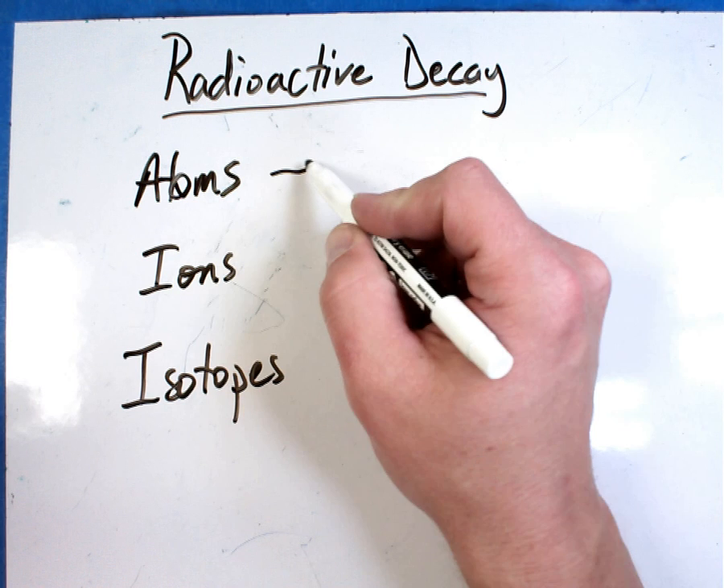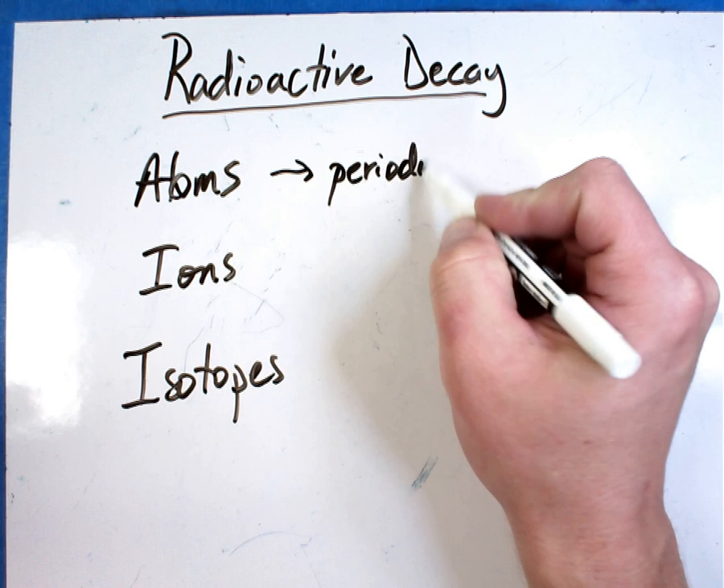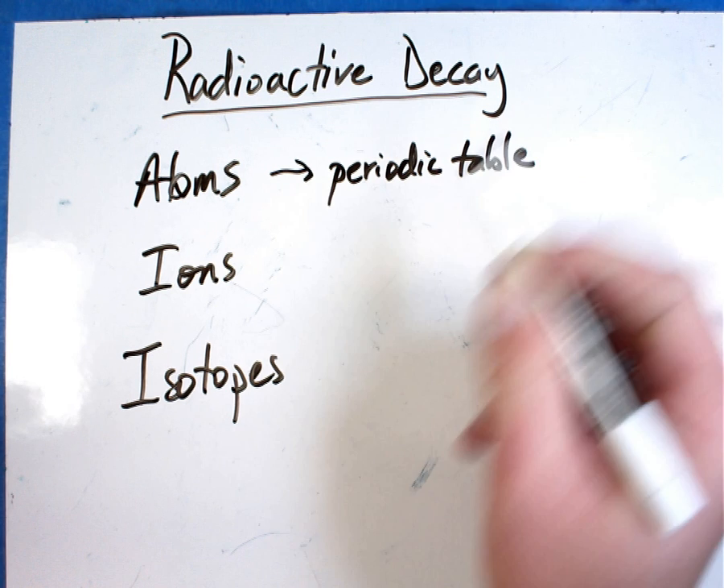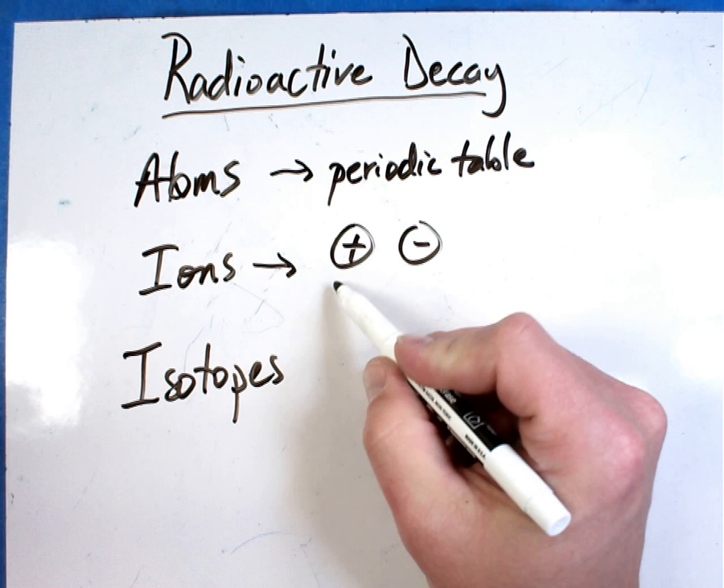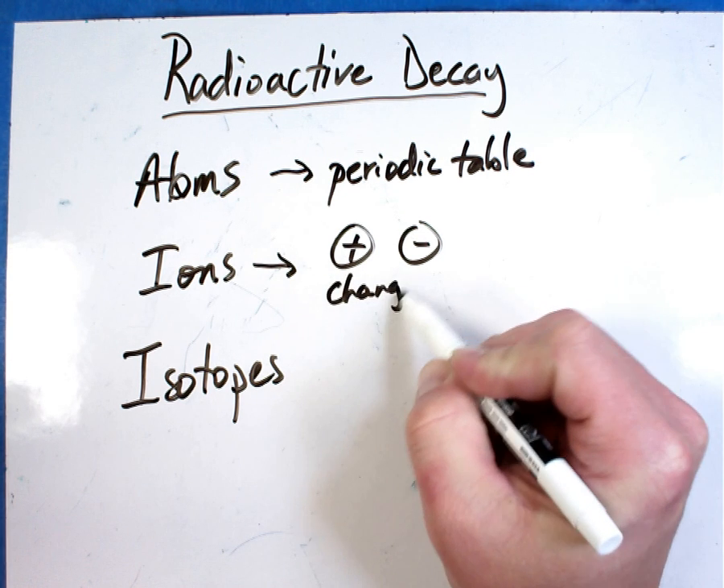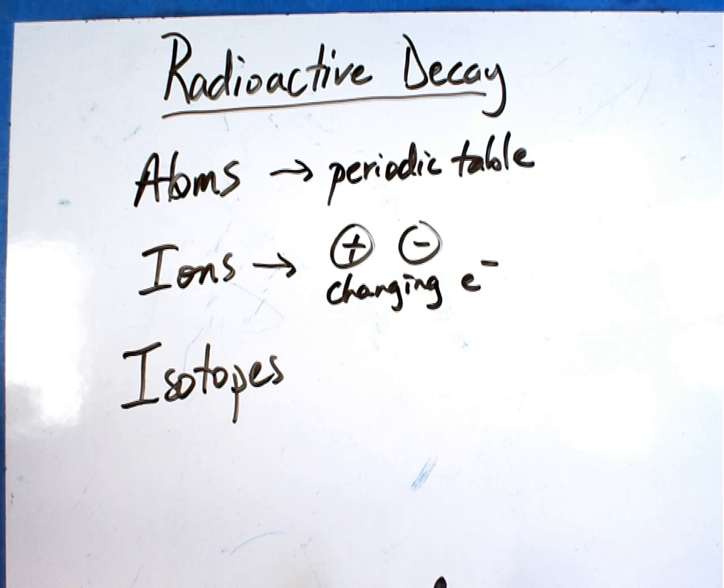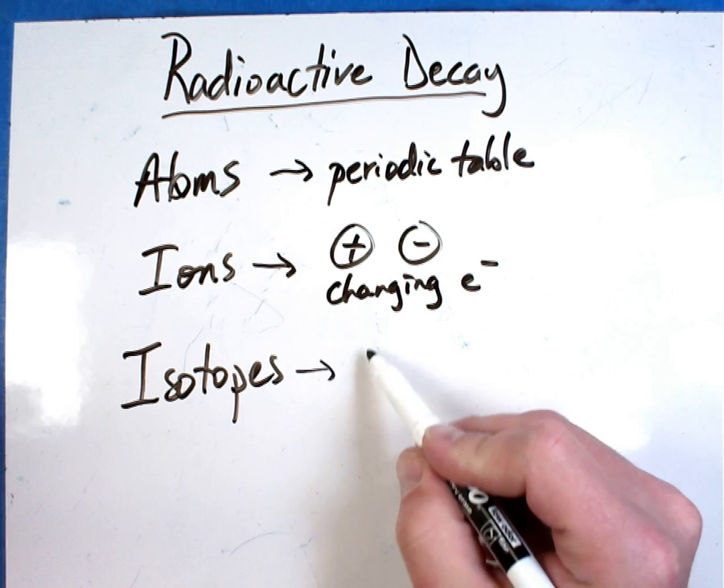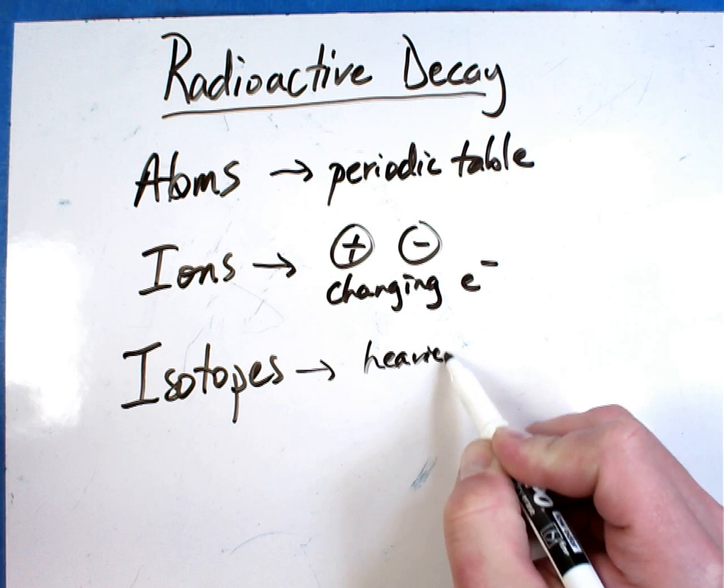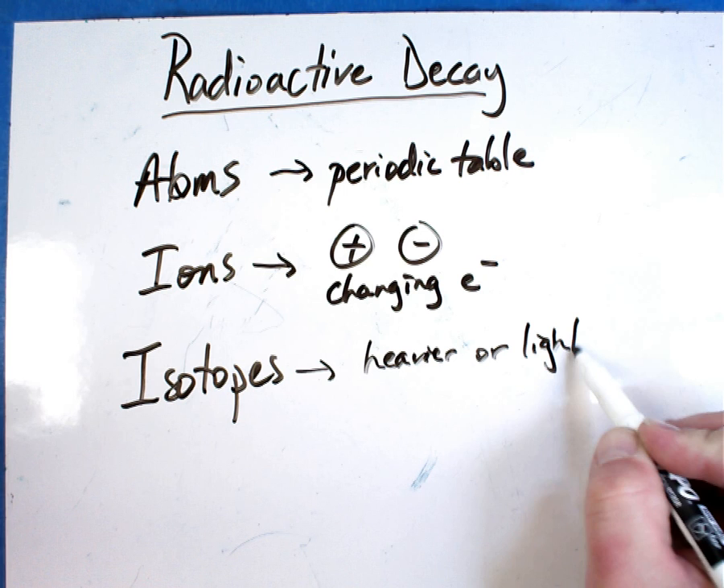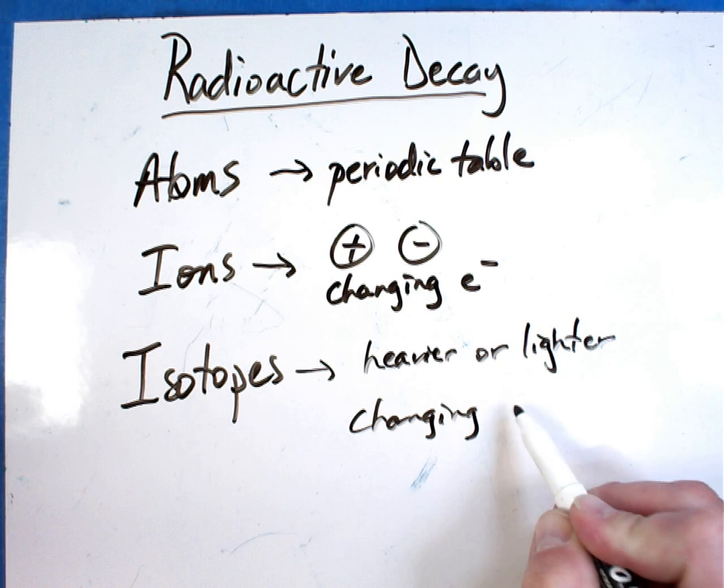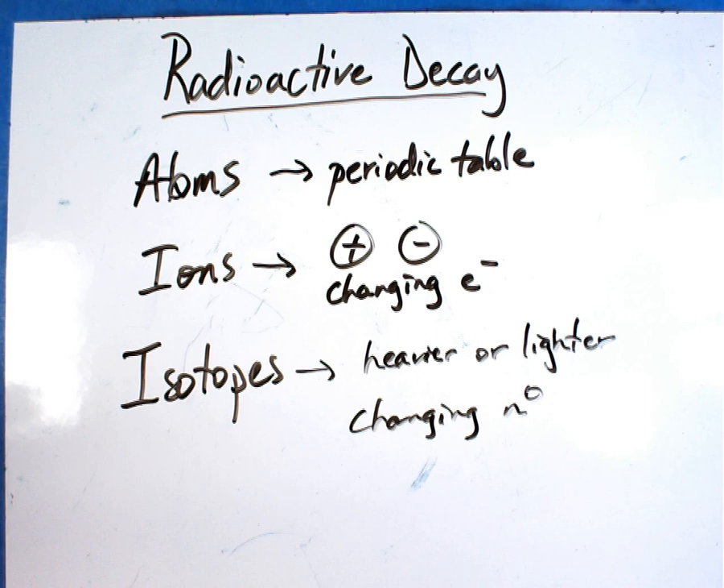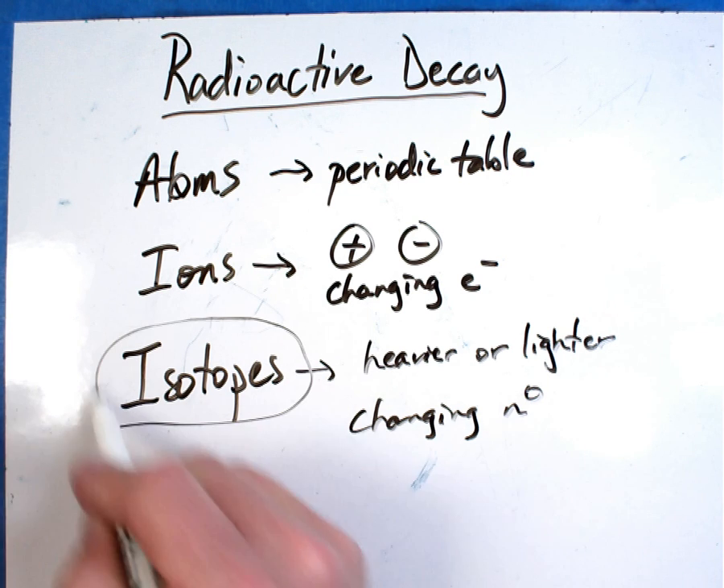Just as a reminder, what you're going to see straight off the periodic table are going to be atoms, just the way they sit. Ions are going to be positively or negatively charged. Basically this happens by changing electrons. And then isotopes are going to be heavier or lighter versions of an atom due to changing neutrons. And so what we're going to focus on here is radioactive decay. Now it's going to fall under this column of isotopes.